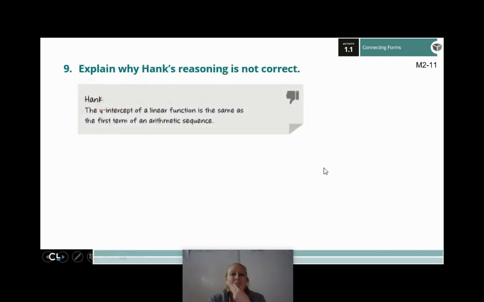So let's dig a little deeper. We've got the slope thing down. We're like, hey, the slope and the common difference, they're the same. And so Hank jumps in, and Hank is like, you know what? The y-intercept of a linear function is the same as the first term of the arithmetic sequence. But he's wrong. Why? What's wrong with Hank? Go ahead and hit pause. Write down what's wrong with Hank's reasoning, and then hit play when you're ready to keep the discussion going.